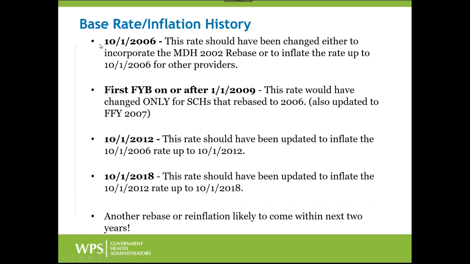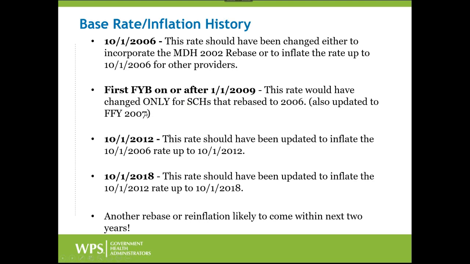That would have remained in place until 10/1/2006, and it would have either been an inflation up until 10/1/2006, or it would have incorporated the 2002 rebase for Medicare dependent hospital. The next change was an odd one because it was no longer a 10/1 date. Instead, it was a cost report specific date, specifically the first fiscal year beginning on or after 1/1/2009.